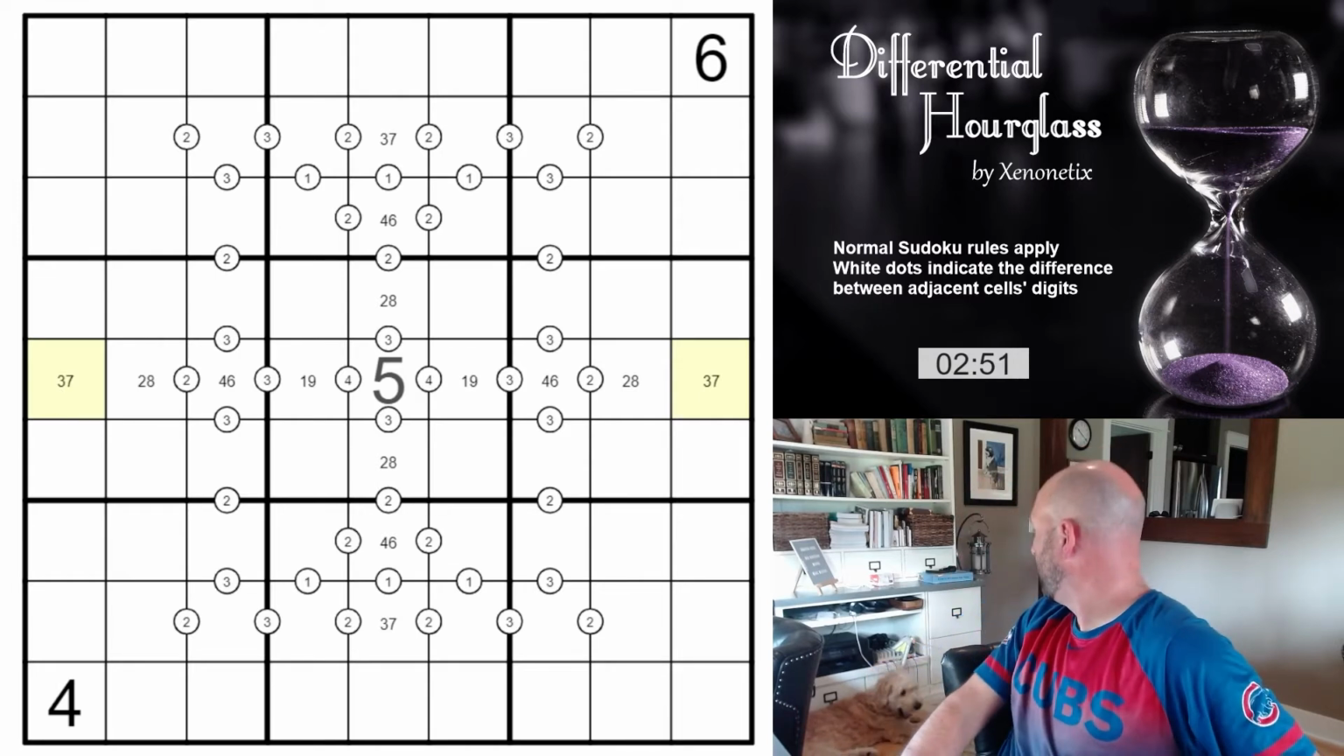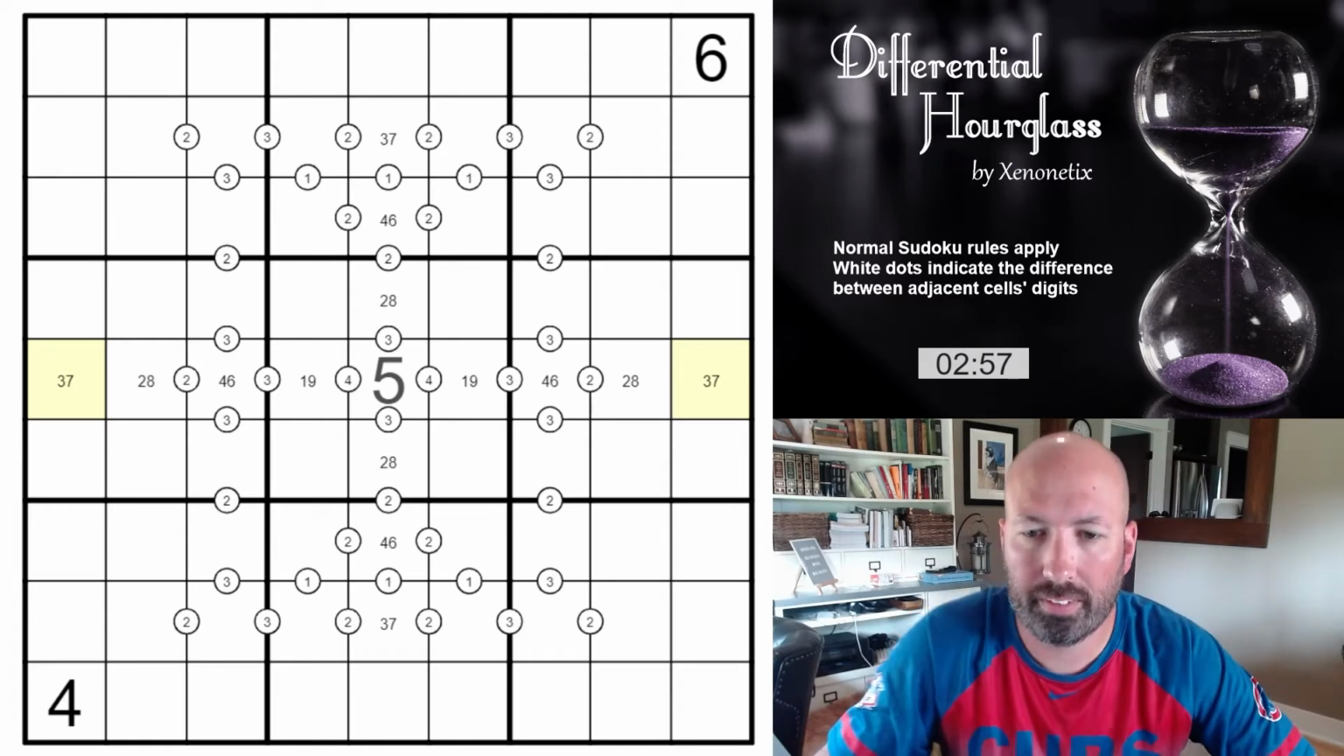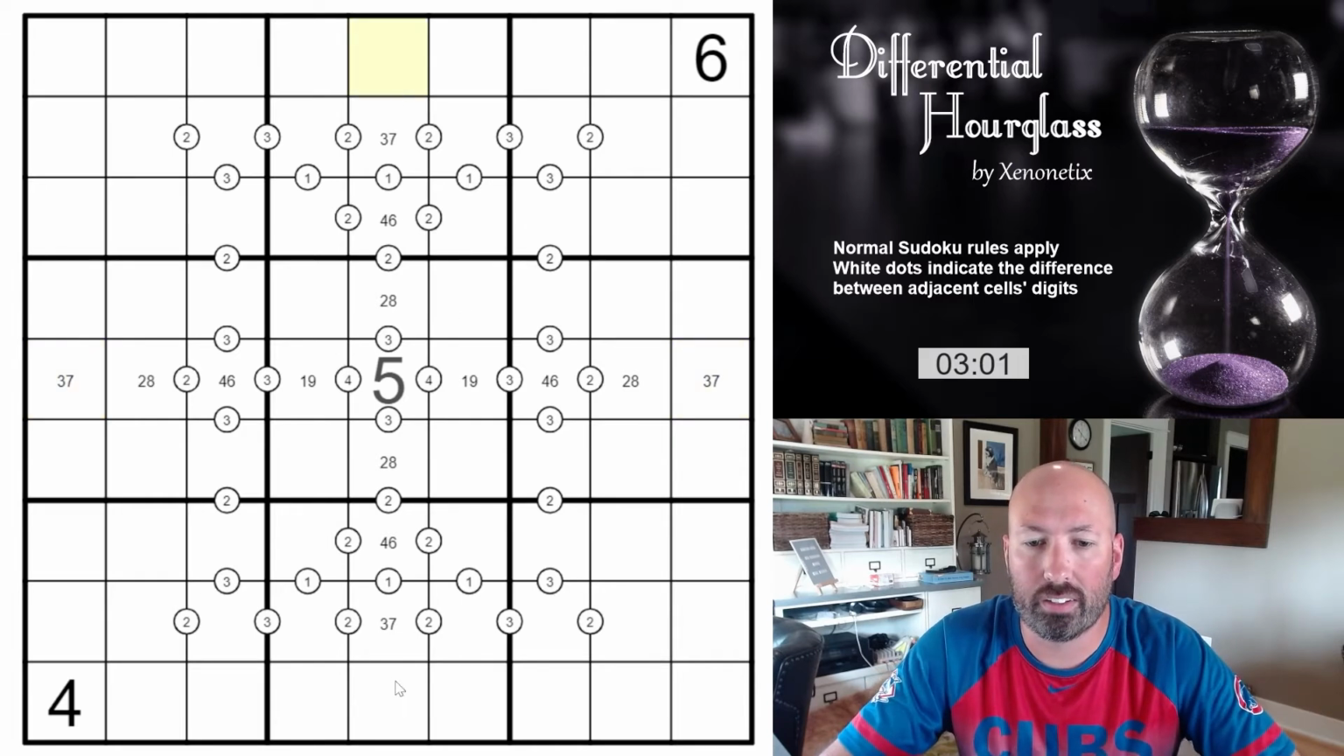Hold on. Banjo. No. All right. Dog was chewing on the cords. He's still a puppy. He's learning.